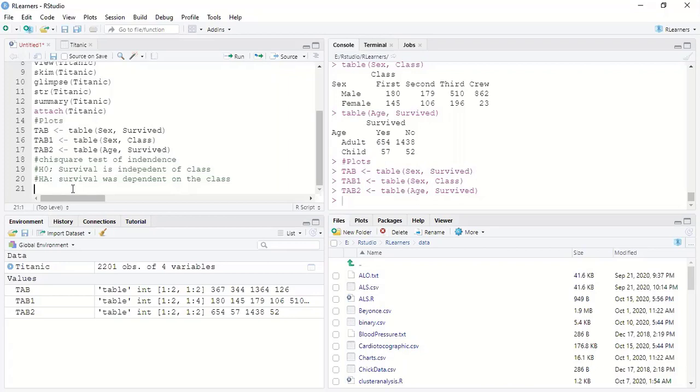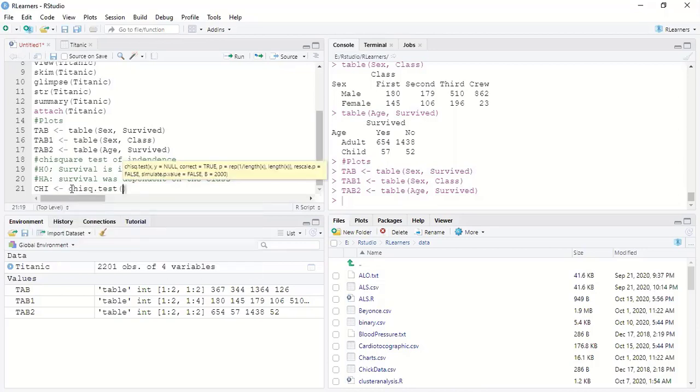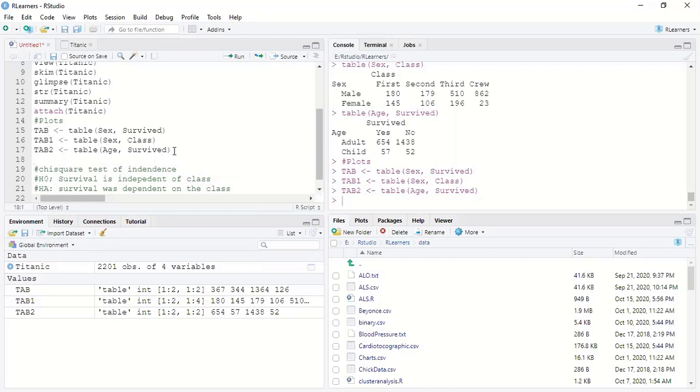So let's call it chi. You do the chi-square test, just using the test there. And the test that we want to do is of class and survival. So we don't have that table there. Let's have it here. Let's have tab number 3. Let's call it table.